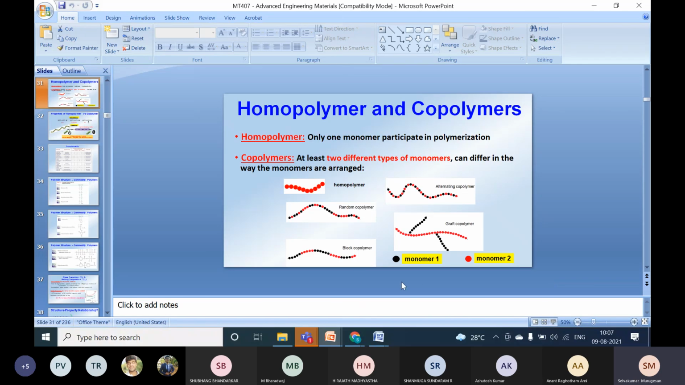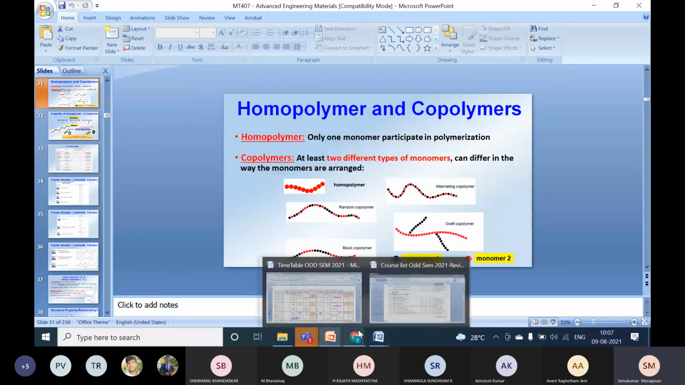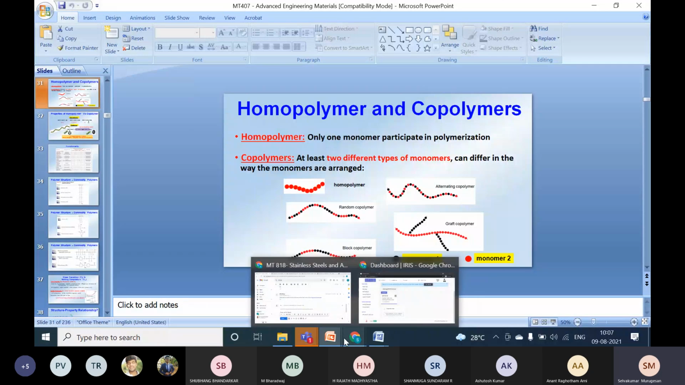So we'll study them one by one, and I'll try to give you some of the applications there itself. I mean, why we are fabricating alternating copolymers, why we are studying random copolymers, and so on. And from each topic we'll study some case studies. We'll refer to some research articles, where you will get a clear idea.